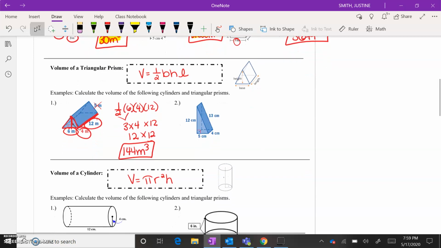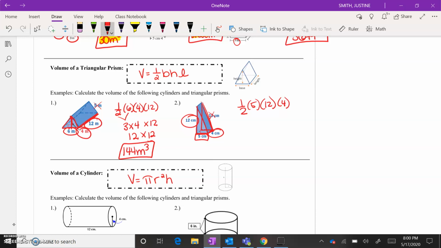Same thing here for number two. The base is the triangle, so I'm going to do 1/2 times the 5 times 12, and then times the 4, which is the distance between these two triangles, the one in the front and the one in the back. 13 is just the slant height again, so that's not giving us anything, and we're not going to use it.